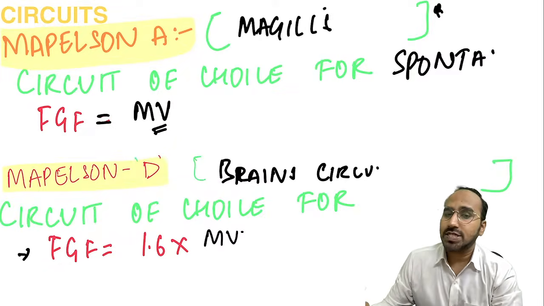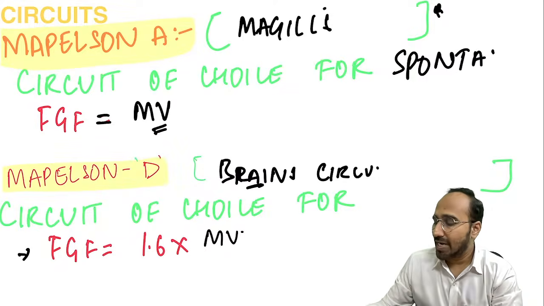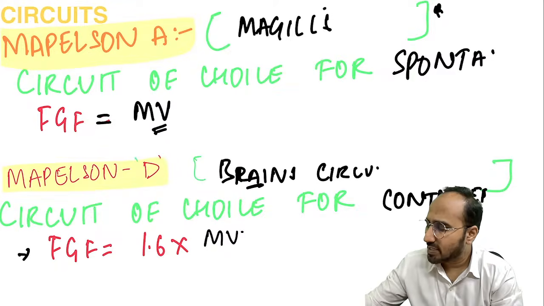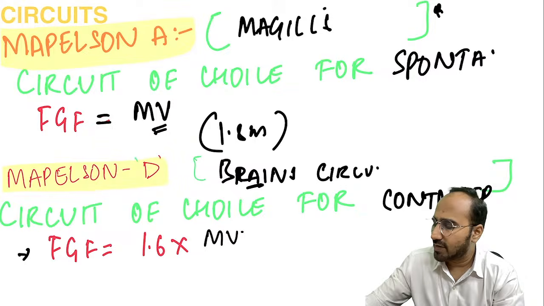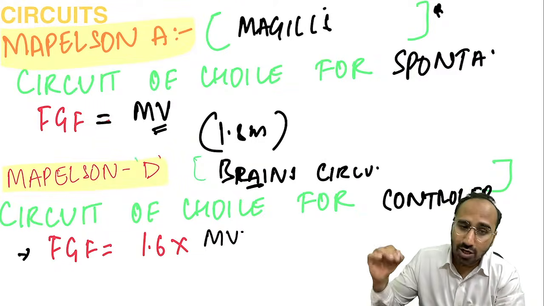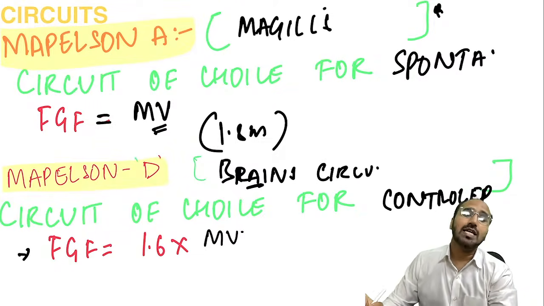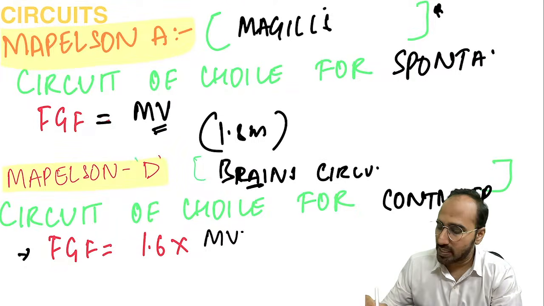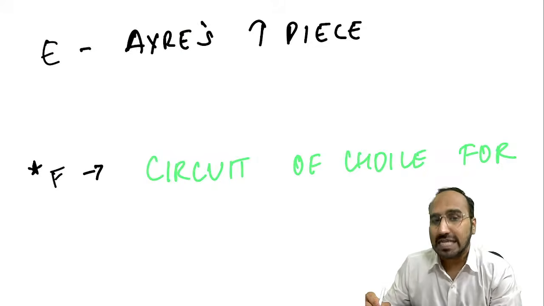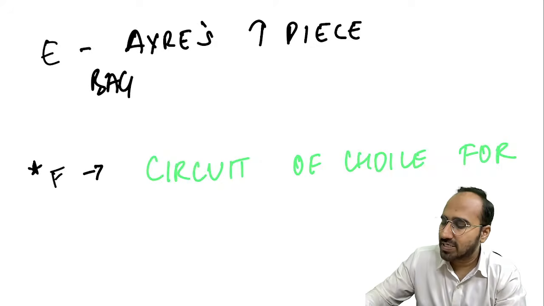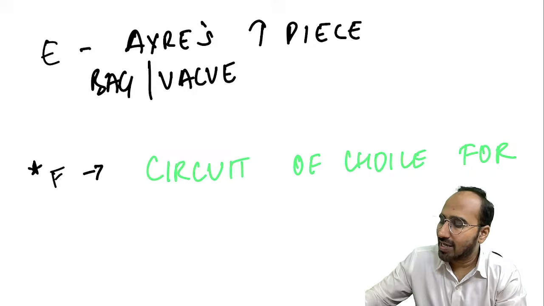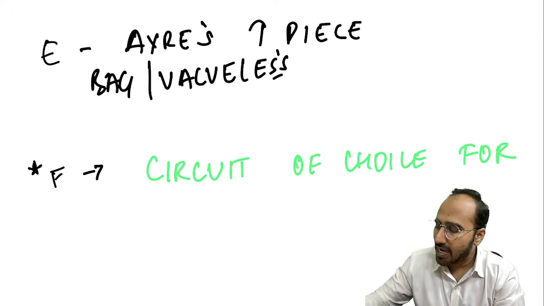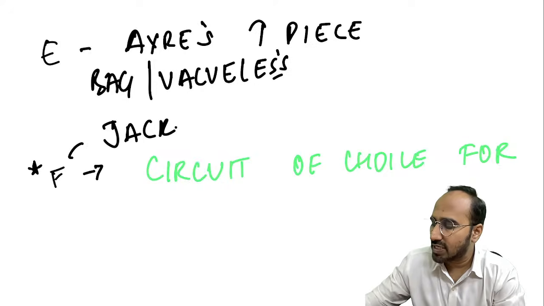Okay? Next, Mapleson D circuit. Mapleson D circuit is also called as Bain circuit. This is a circuit of choice for controlled ventilation. This is the longest circuit, guys. This is the longest circuit with a length of 1.8 meters. But in order to prevent rebreathing of carbon dioxide, we have given the fresh gas flow how much times the minute volume? 1.5 to 1.6 times the minute volume. Then there is Mapleson E circuit. It is a bagless and a valveless circuit. Okay? What is that circuit called as? It is called as Ayre's T-piece. That Mapleson E circuit was modified by a guy whose name was Jackson Rees.